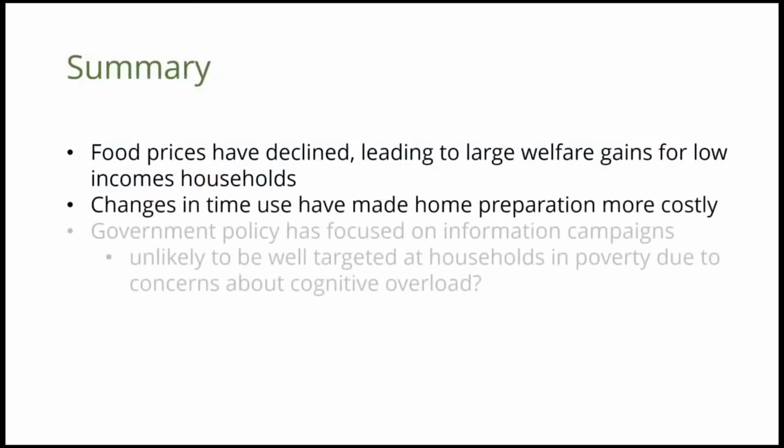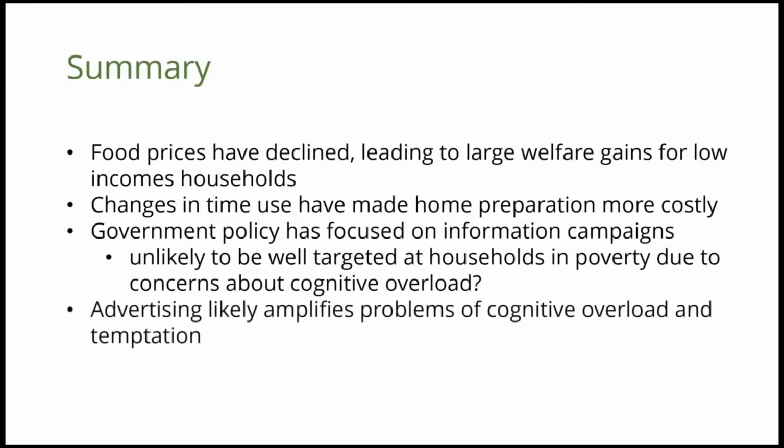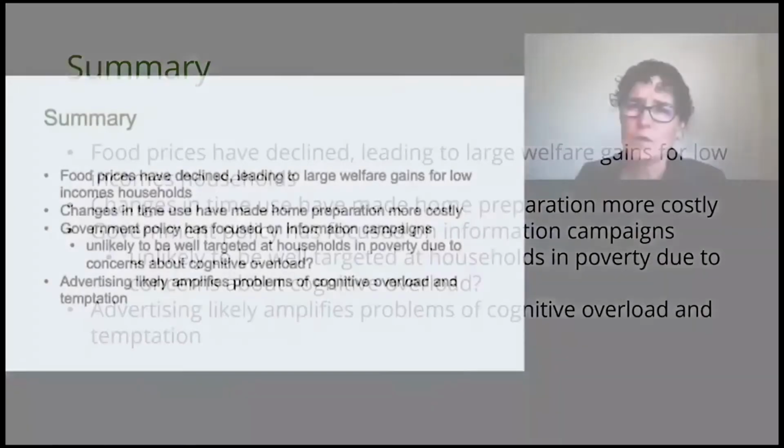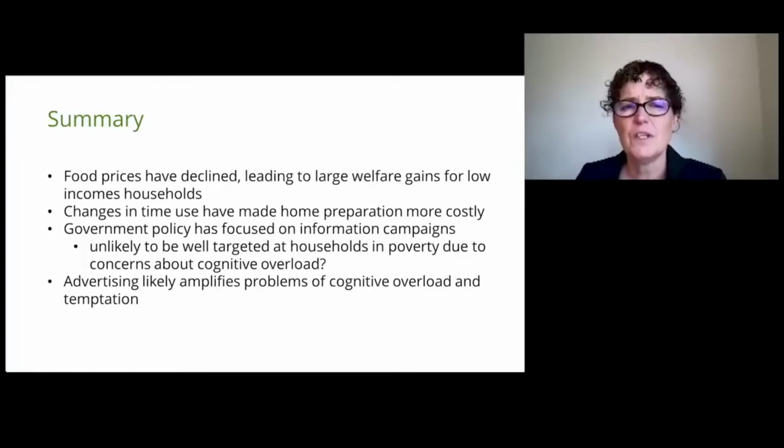So in summary, food prices have declined, leading to large welfare gains for low-income households. Changes in time use have made home preparation more costly. Government policy is focused on information campaigns, but these are unlikely to be well targeted at households in poverty due to concerns about cognitive overload and other concerns about temptation and self-control. And advertising is likely to amplify these problems of cognitive overload and temptation.